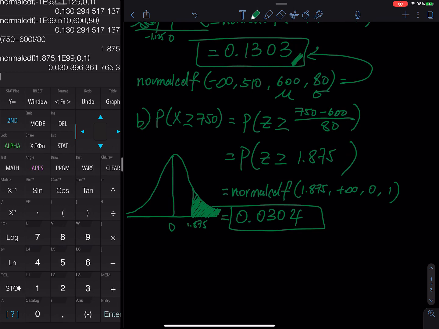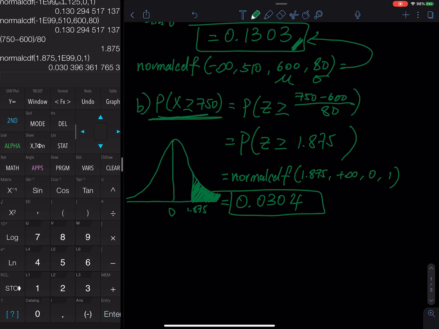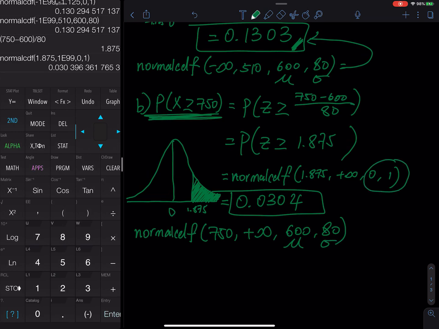What is the shortcut? The shortcut is you use the greater than or equal to 750. You do normal CDF from 750 to positive infinity. The mean is 600. The standard deviation is 80. Again, this is before standardization. The mu is 600. The standard deviation is 80. This is after standardization because we have Z. Mu is equal to 0. Sigma is equal to 1. All right, you do this, you will get the same answer.